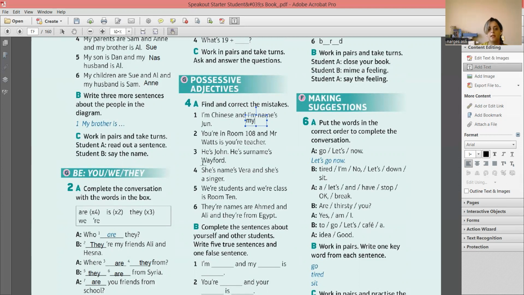His name is Vera... Her name is Vera and she's a singer. باید بگیم her name is Vera، اسم اون دختر Vera هست و اون خواننده است. پس John نیست. We are a student and we are class in room 10. We are a student and class ما توی اتاق 10 هست، and our class.